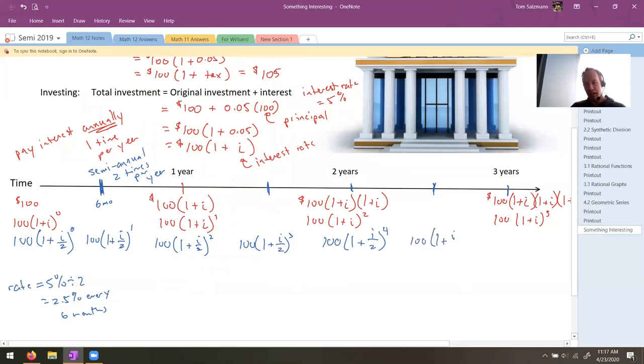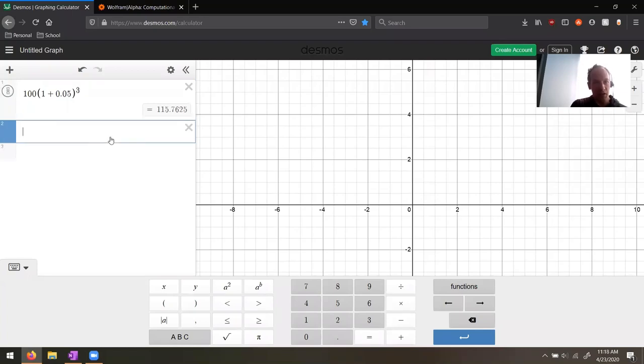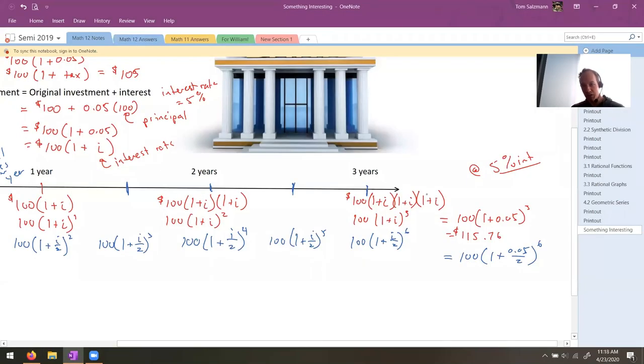So what you're going to end up with at the end is a smaller percentage or a smaller interest rate, but more multiples of it. So what's going to happen to your total amount in this case? 100, if it was 5%, would be 100 times 1 plus 0.05 divided by 2, but you're getting it 6 times after 3 years because you're getting 2 compounding periods per year. So if we jump over to Desmos, we can just have a little look here, compare. This is 100 times 1 plus 0.05 divided by 2, but this is going to be to the power of 6. Are you going to get more or less money? And in this case, you can see you get a little bit more, 115.97, so $115.97.